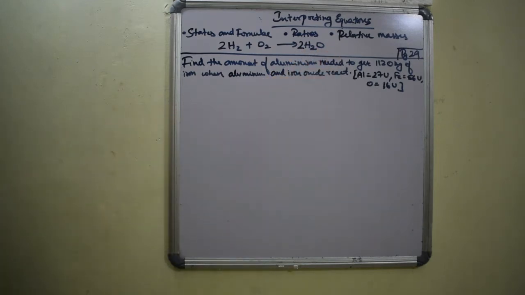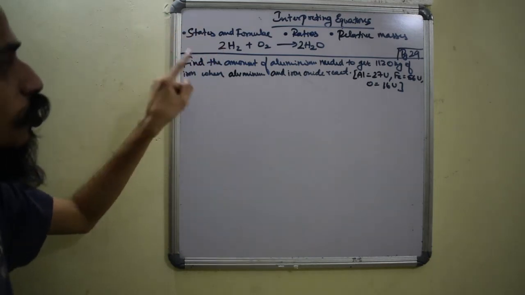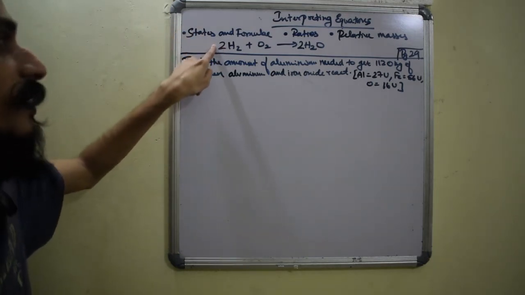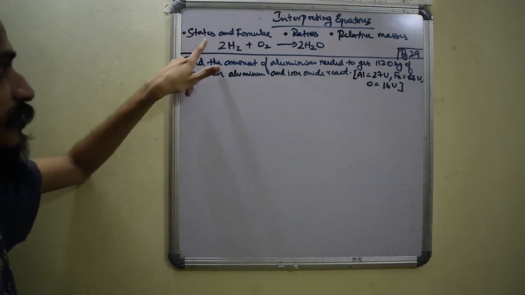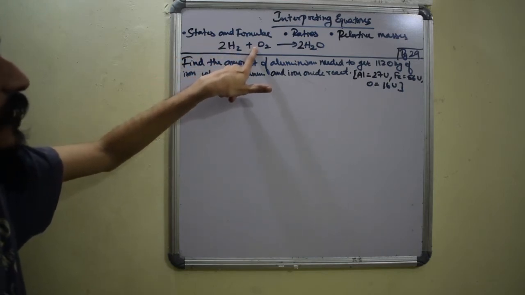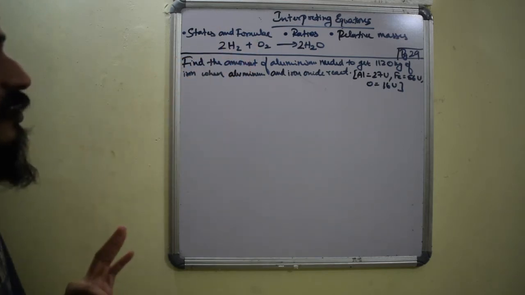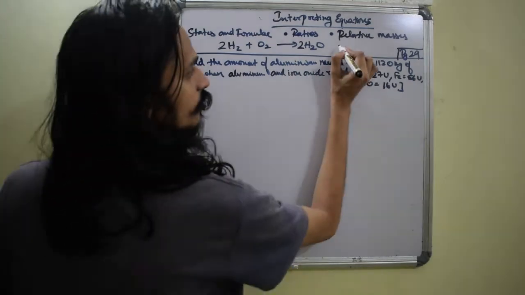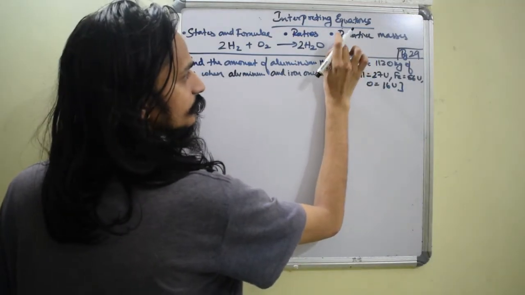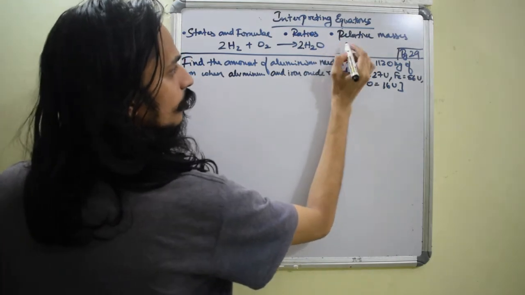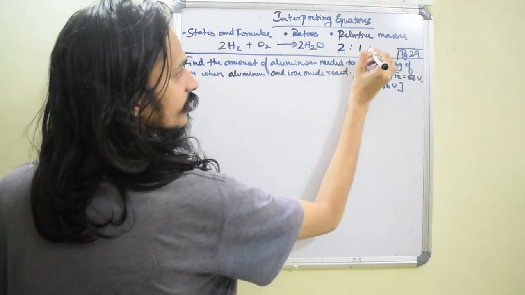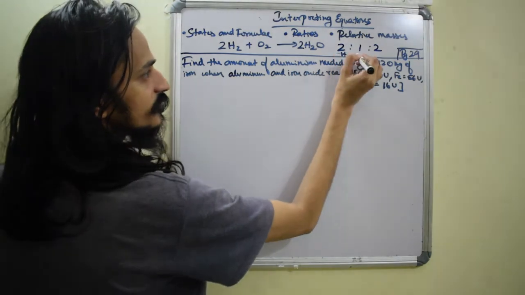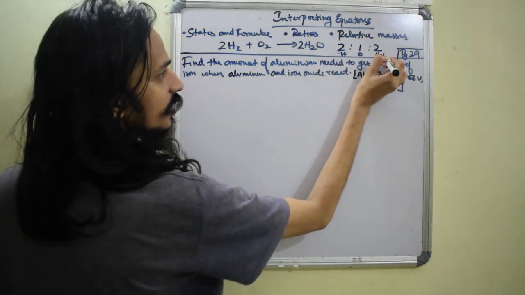So it is balanced. Now what this tells me is, if there are two molecules of hydrogen, then they'll only meet with one molecule of oxygen to make two molecules of water. Okay, so I can call it as 2:1:2. Okay, this would be hydrogen, this would be oxygen, and this would be water.